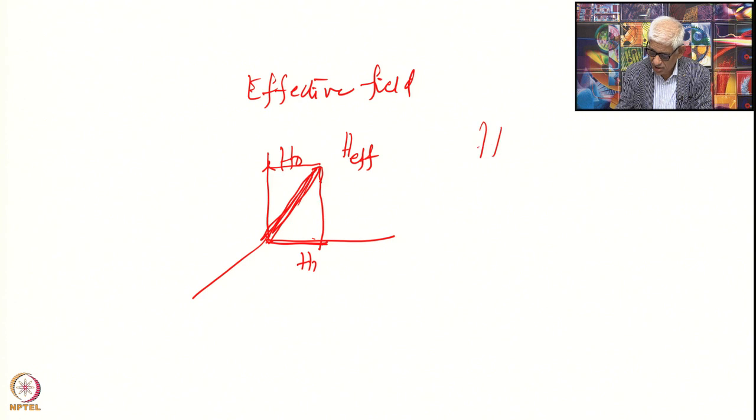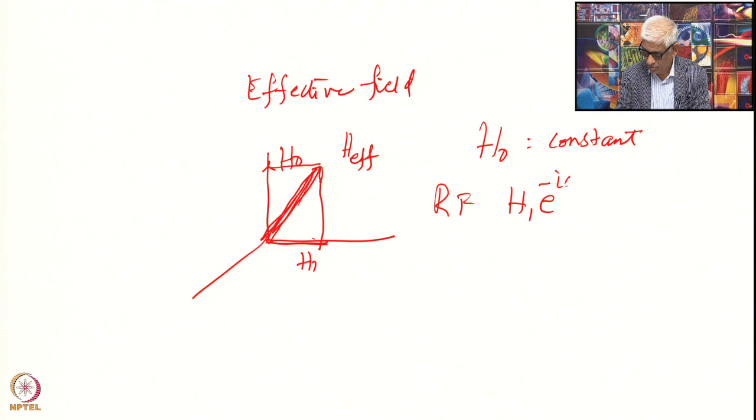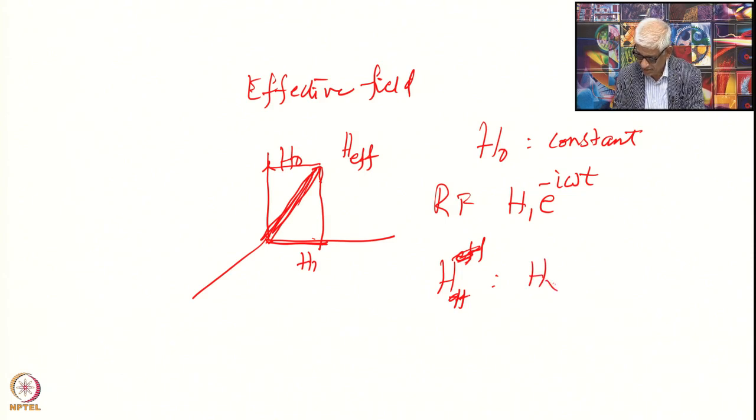Now H0 is constant, and the RF is H1 e to the minus i omega t. This is the time dependent component here, and this is the rotating field. Therefore, the H effective also keeps rotating. So, therefore, it has these components. Let us represent this H effective with three components, Hx, Hy and Hz.